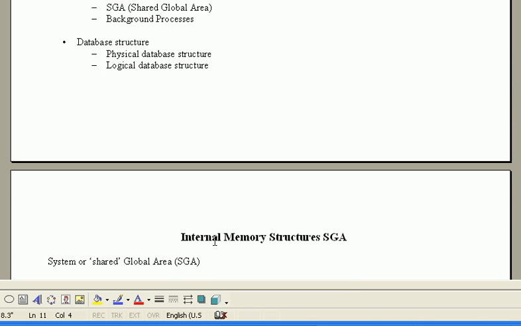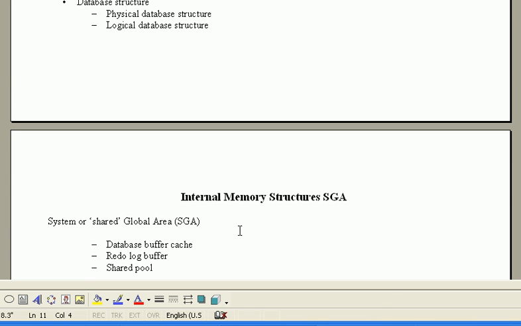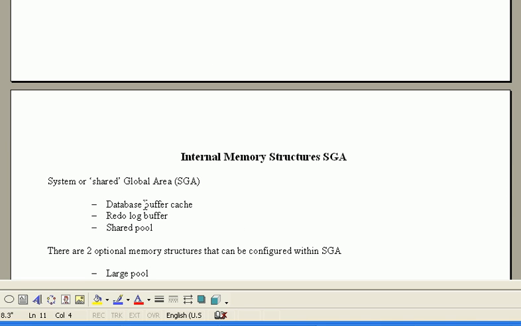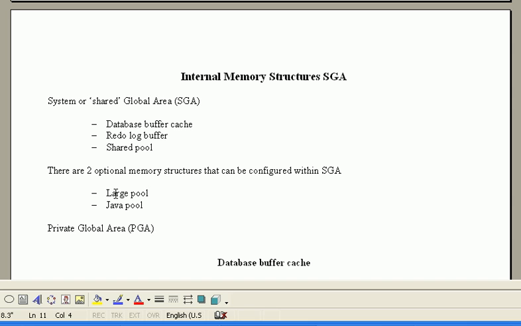The internal memory structure, that is the SGA, consists of the database buffer cache, redo log buffer and shared pool, and two optional things, that is the large pool and the Java pool. And then we are going to see the PGA, that is the private global area.